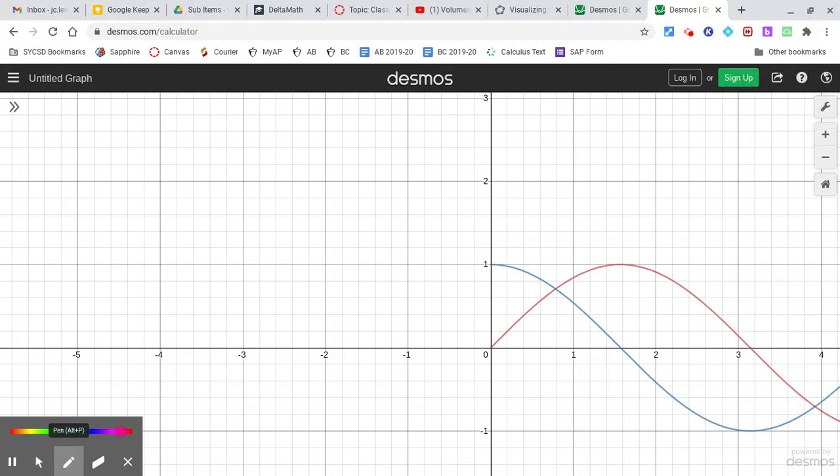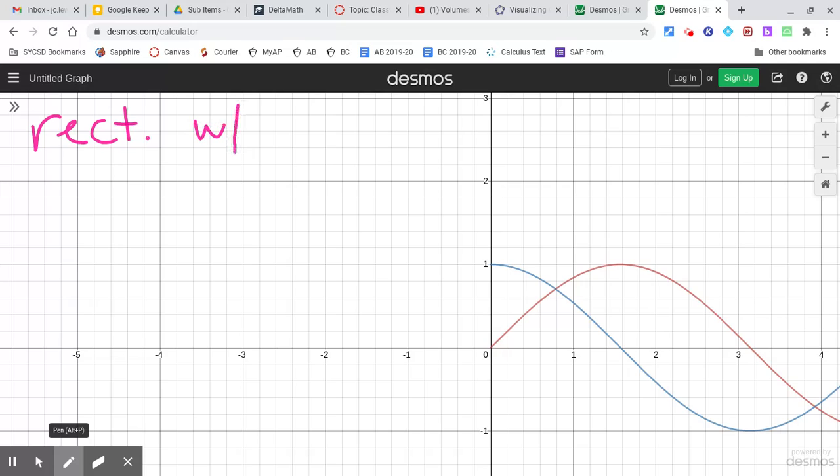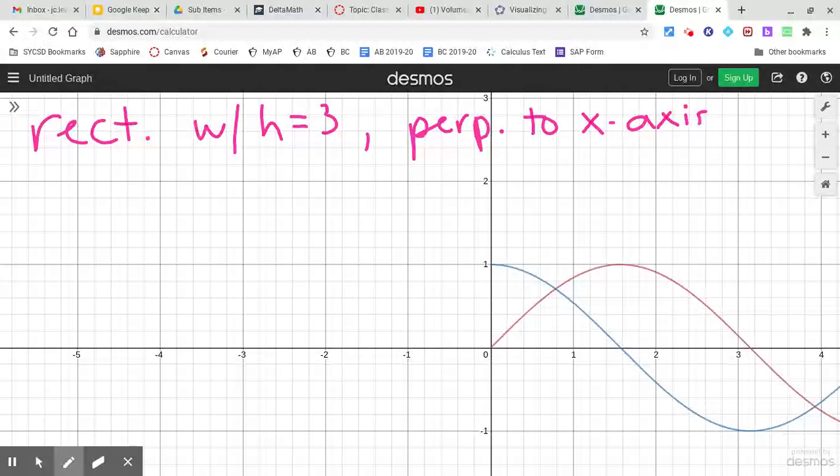Here we go. So let's start out with, let's do rectangles this time, with a constant height of 3. And again, we'll make these perpendicular to the x-axis. So what does this look like? Well, now I have these rectangles that start out in here, like the bases of these rectangles.